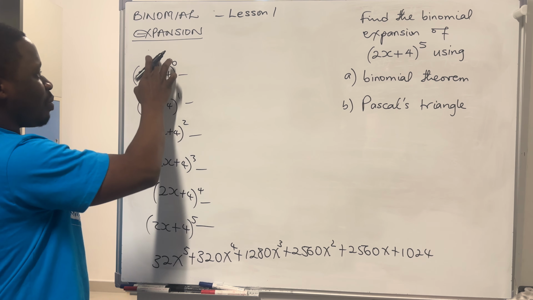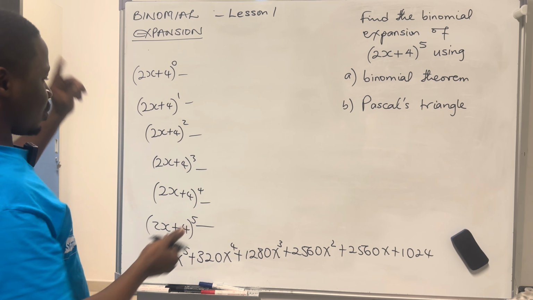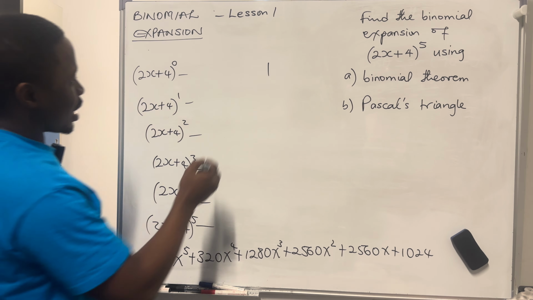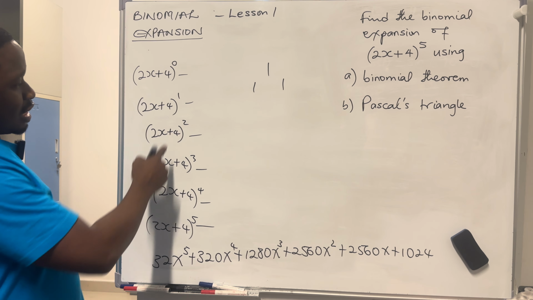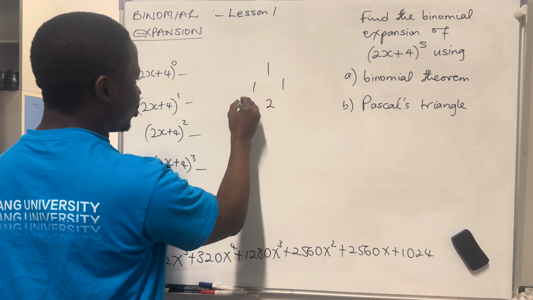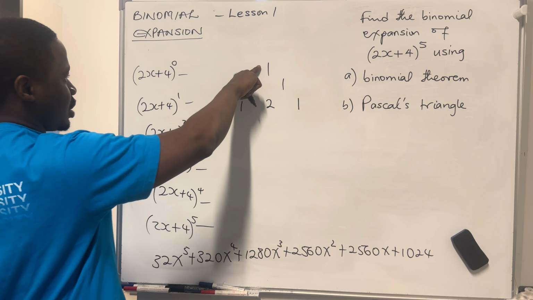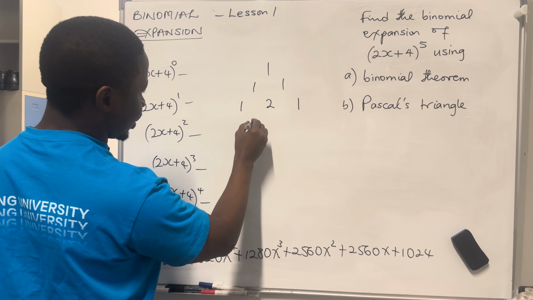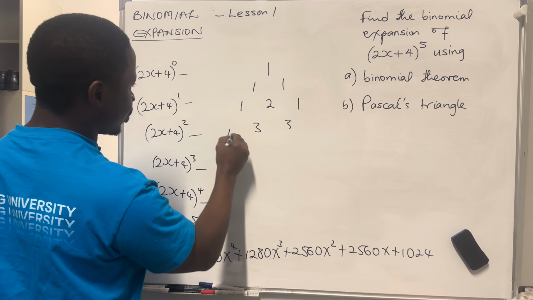When the power is 0, remember from laws of indices, any value raised to power 0 is 1. If the power is 1, you write 1 and 1. The power is 2: 1 plus 1 is 2, write it at the mid part. Now we go to 3: 1 plus 2 is 3, 2 plus 1 is 3, write it between them.